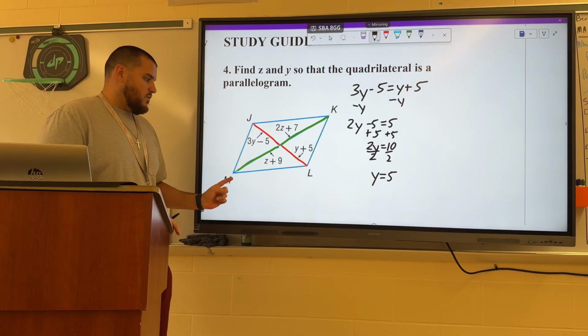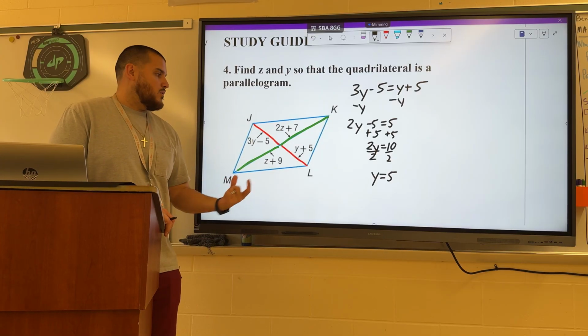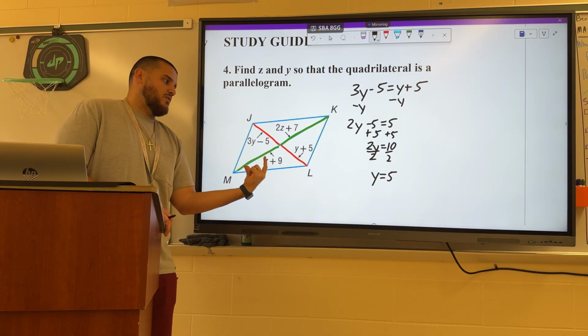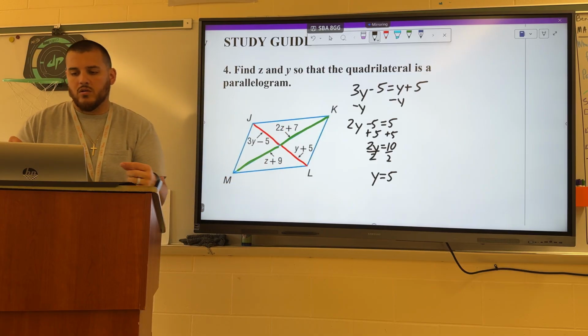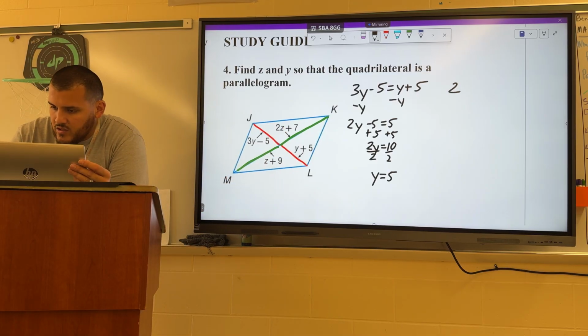The same thing happens. If we imagine that that's 20 units long, well, this half would have to be 10, and this half would have to be 10. They would have to be equal to each other. So 2z plus 7 has to equal z plus 9.